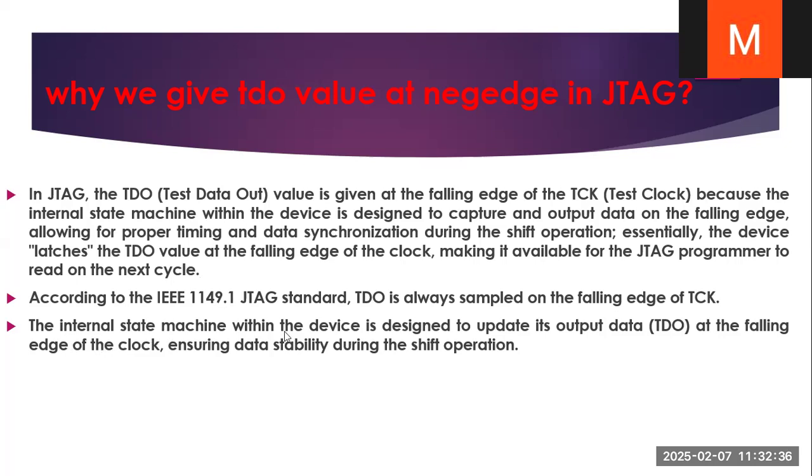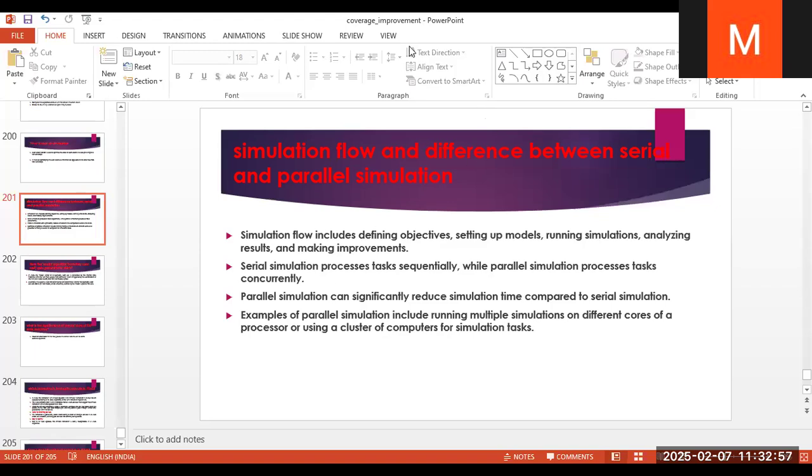The internal state machine within the device is designed to update its output data at the falling edge of the clock, ensuring data stability during the shift operation. During the shift operation, if you want to ensure data stability, the TDO must be updated at the falling edge of the clock. So this is all about today's interview questions.